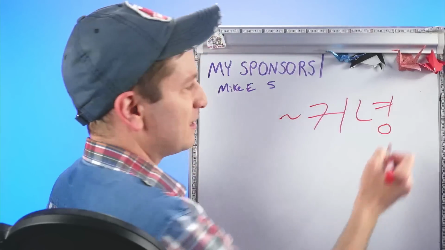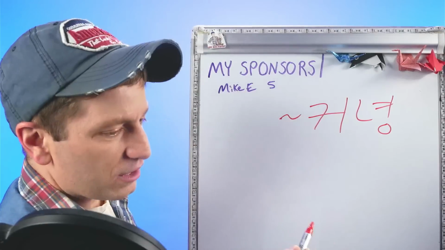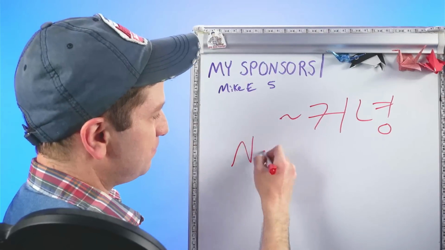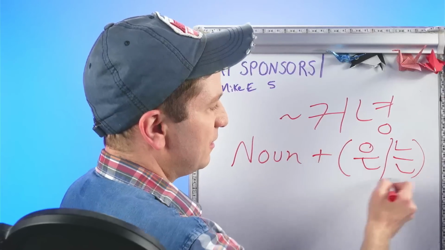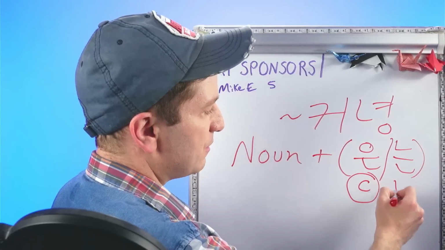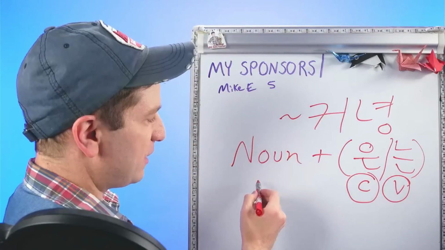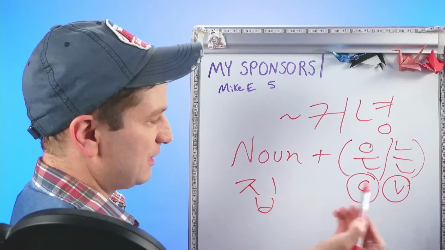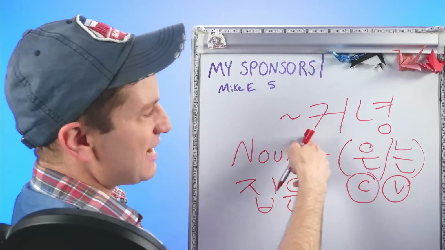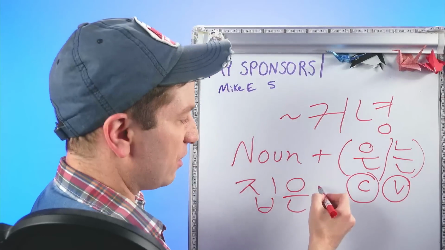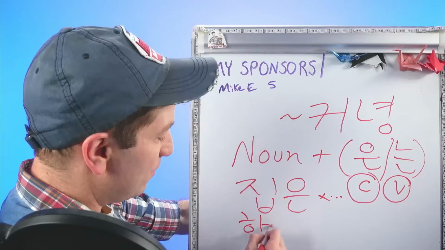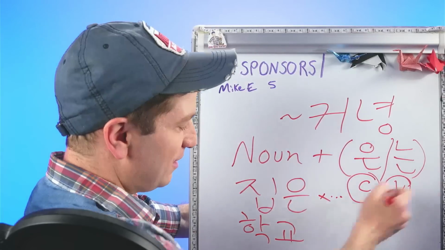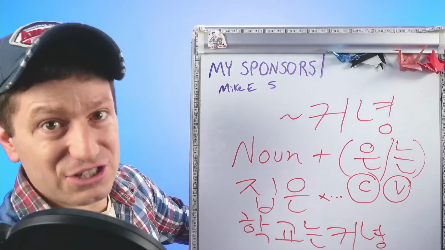The form is 컨영. The way it works is you take a noun and then you attach the topic marker. The topic marker is going to be 은 after a consonant or 는 after a vowel. For a quick example, let's just do 집, 은, and then you attach with no space, 컨영. Or let's do 학교 for school. 학교는 컨영. And you're done.